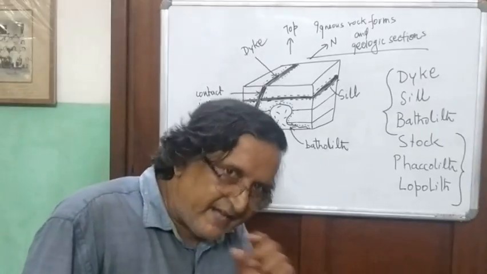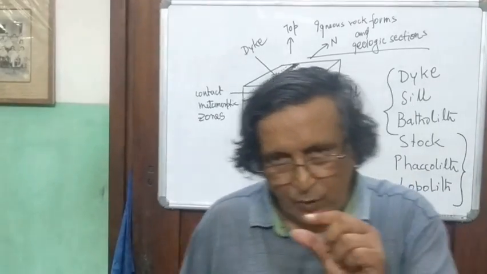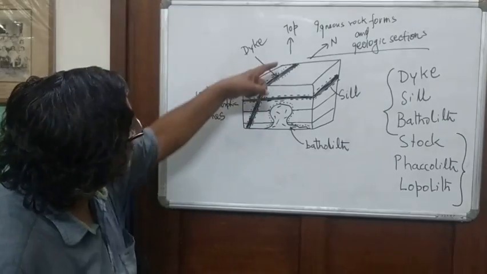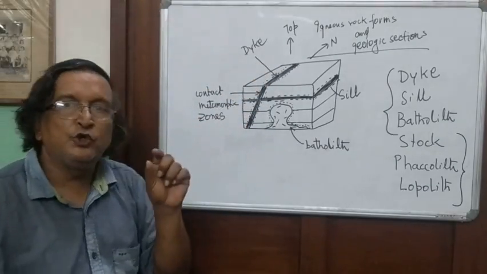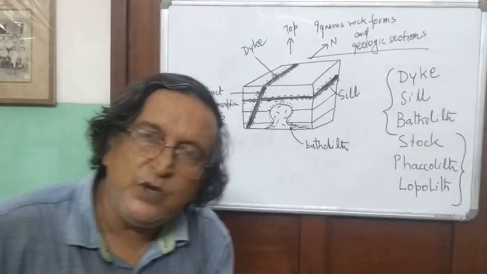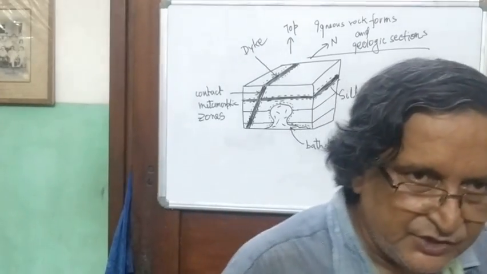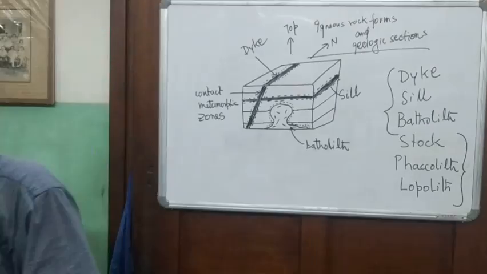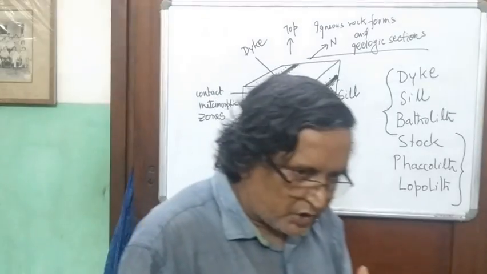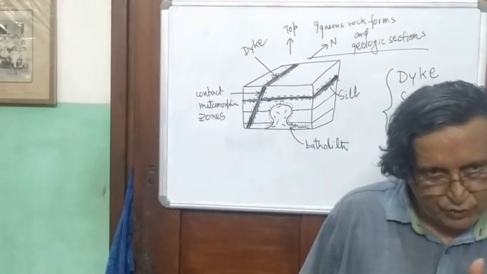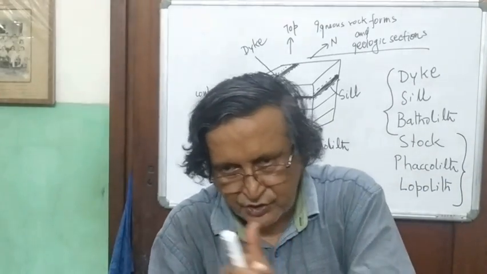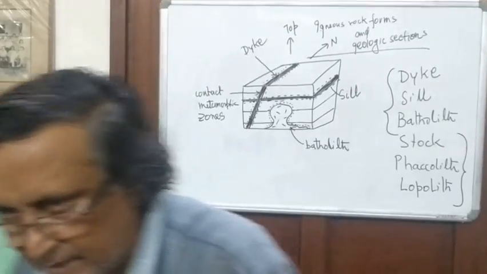And you can see here a dike. The dike is a planar igneous body with the width much less than the length and the breadth, but it is discordant to the structure of the intruded rock. That is the difference. Dike is discordant to the structure of the intruded rock, and sill is concordant to the structure of the intruded rock. Both are planar bodies.